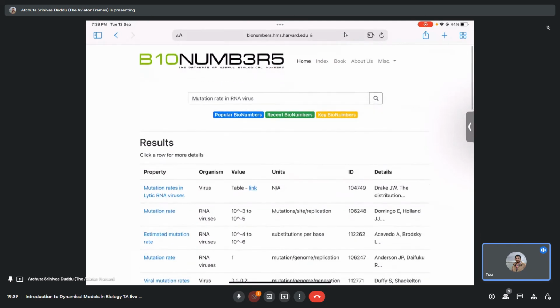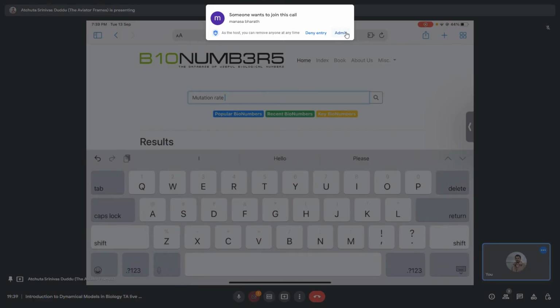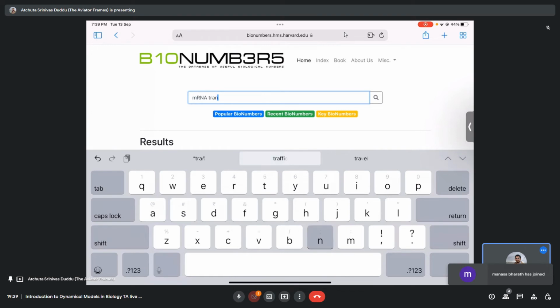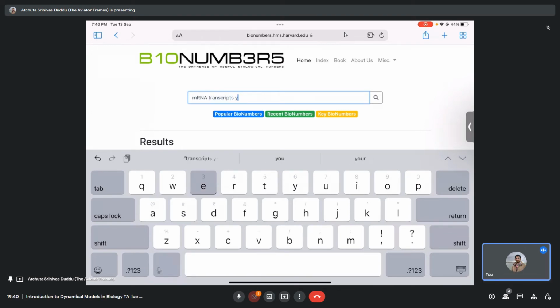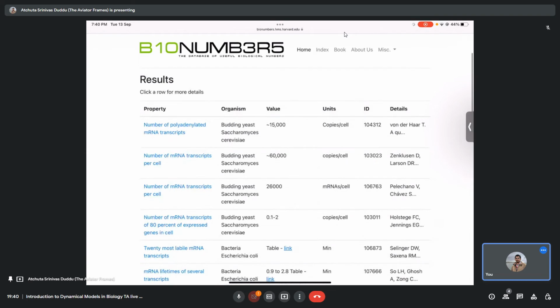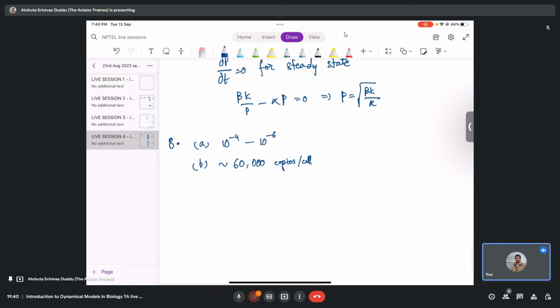Similarly, the second part was the number of mRNA transcripts per cell in yeast. For that, I search mRNA transcripts yeast. So we have the number of mRNA transcripts per cell, organism budding yeast, and approximately 60,000 copies per cell, right? They've asked us per cell in yeast in the question, so this works out well.